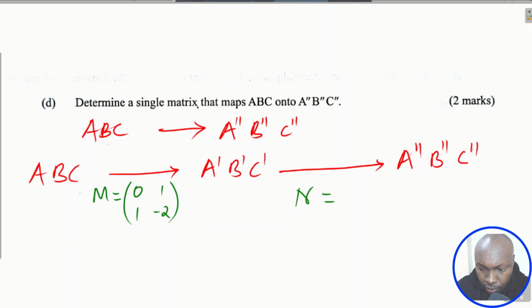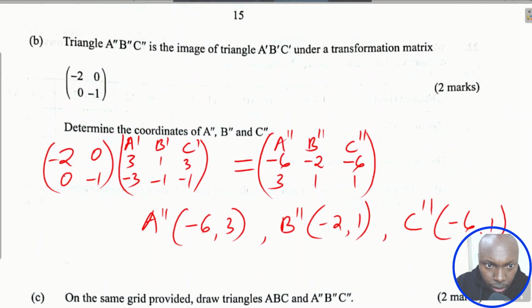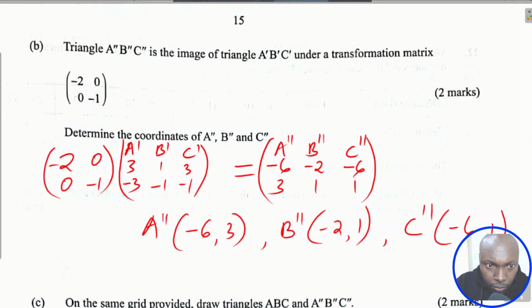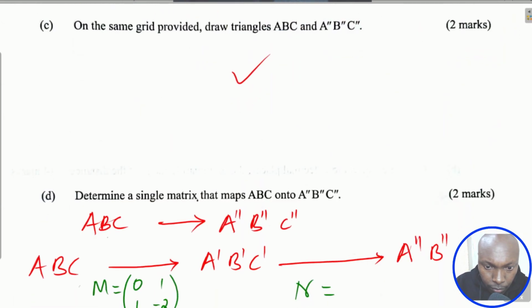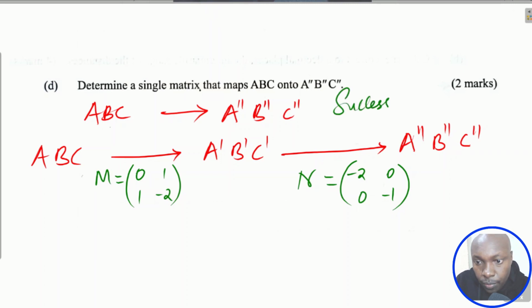And this one, I think we have it somewhere here. It is here. So negative 2 0, 0 negative 1. So N is negative 2 0, 0 negative 1. Now you'd notice that this is what we call a successive transformation. How do we work out the successive transformation?